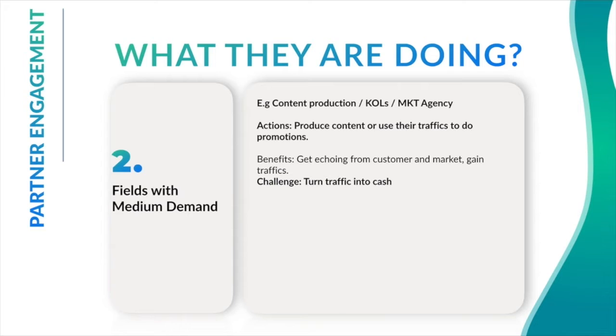And the second type would be the people who are working in the fields with medium demand. For these people, I usually take examples about content production. They produce a lot of content or use their traffic to do promotions. However, because their business model relies highly on ads, once they lose the supply and demand from companies, like people who sponsor them or ask them to do advertisement campaigns, it's also very hard for them. So the major challenge they are going to face is turning traffic into cash.